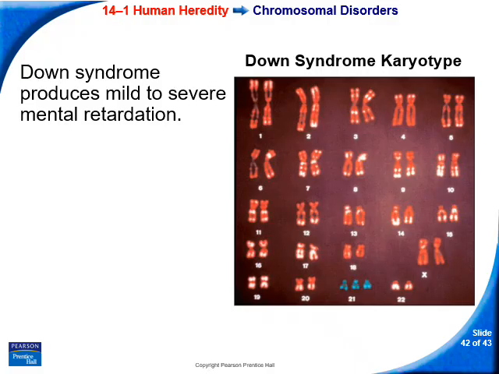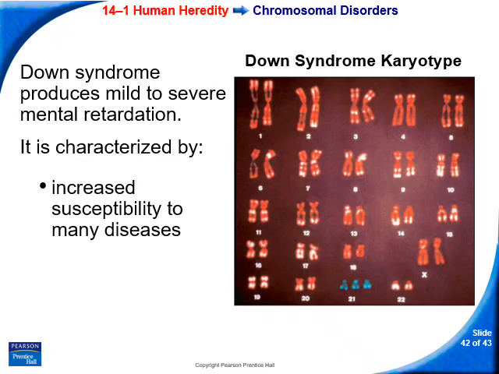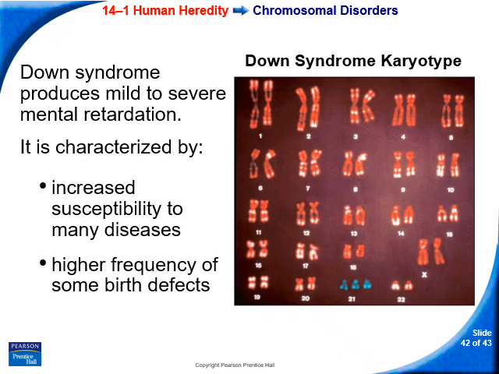did not separate with their homologous chromosome, and they became a triple. All right. Down syndrome produces mild to severe mental retardation. This karyotype pretty much causes mental retardation and various physical problems. People with Down syndrome can, however, lead active, happy lives, but they have some issues. They are susceptible to many diseases and a higher frequency of some birth defects.